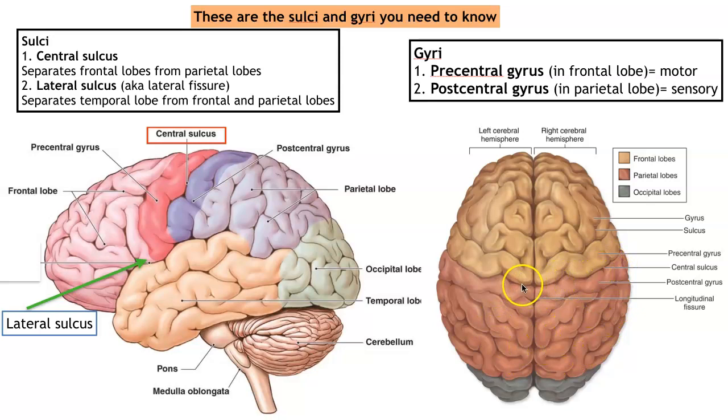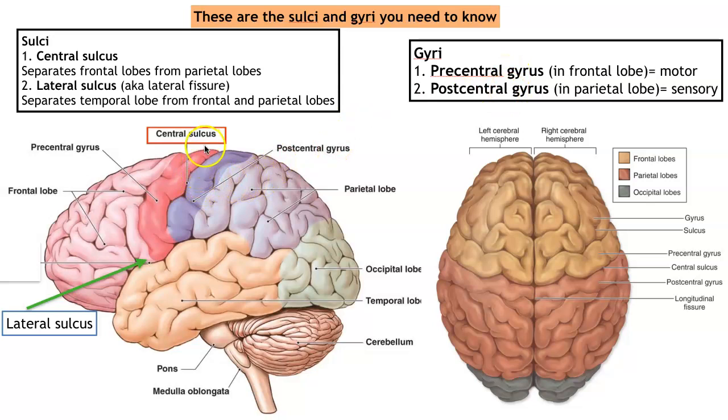Central sulcus. And then on the lateral view, you're going to have a lateral sulcus. Now, this lateral sulcus is separating the temporal lobe from your frontal and parietal lobes. Some places will call this a lateral fissure because it's a little bit deeper than a sulcus, but either one is fine. And the gyri you need to know, there's two of them.